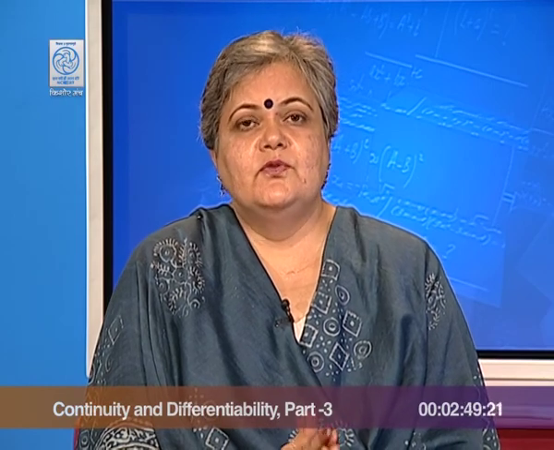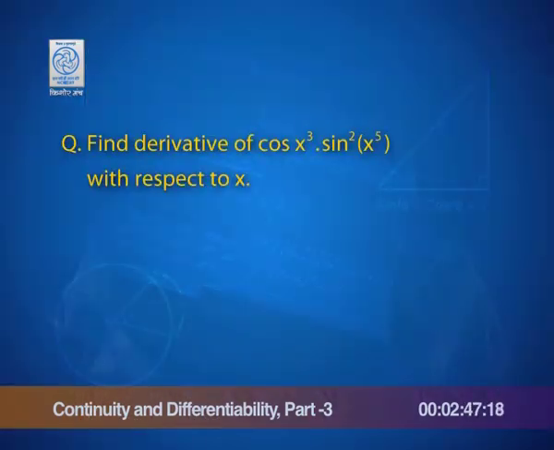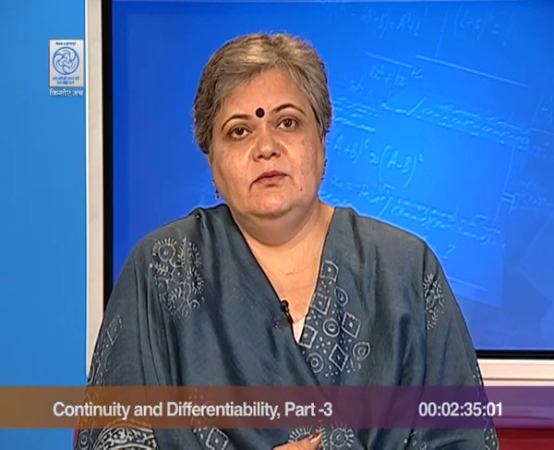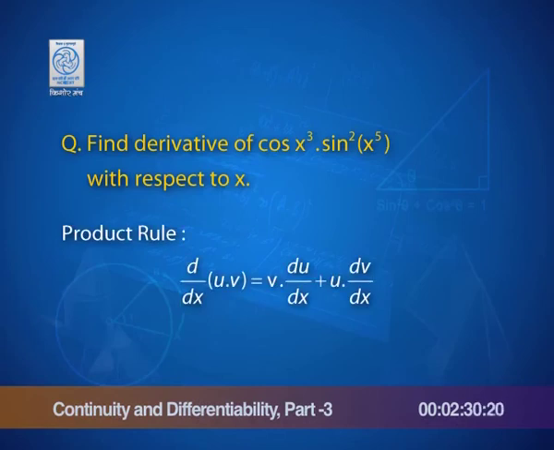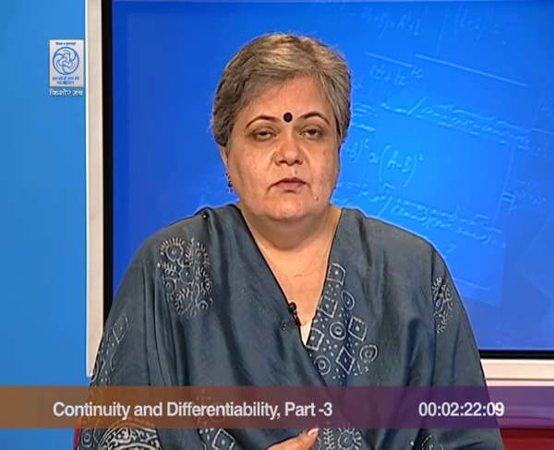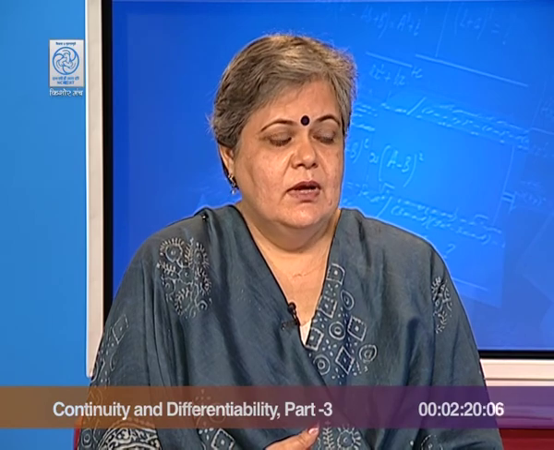One more question to firm it up for you. Find derivative of cos of x cube into sine square of x to the power 5 with respect to x. What you need to observe in this case is that there is a product involved in the function. So, chain rule is what we are discussing, but we can't neglect the presence of product and therefore, product rule. Recall this rule which we are going to use just now.